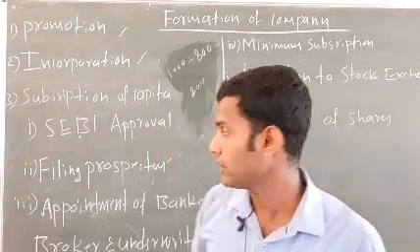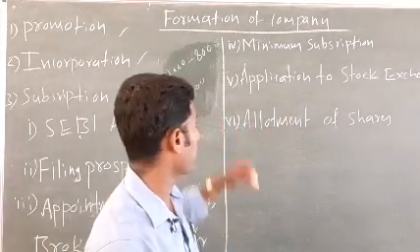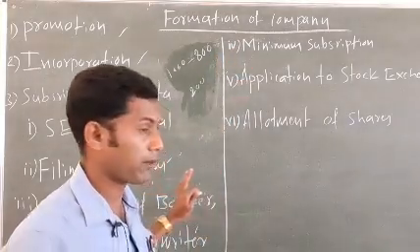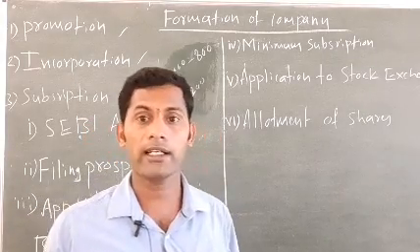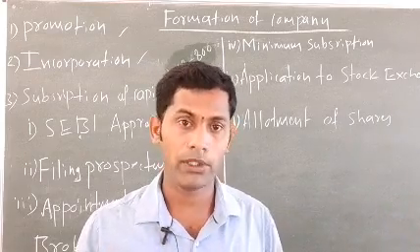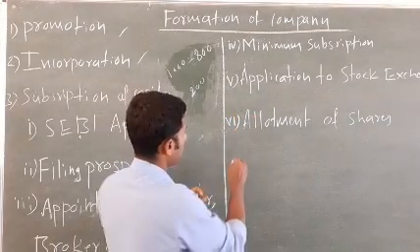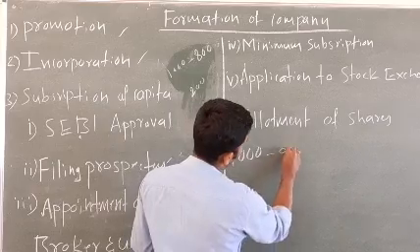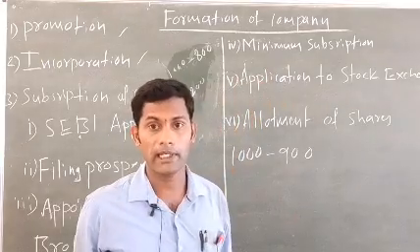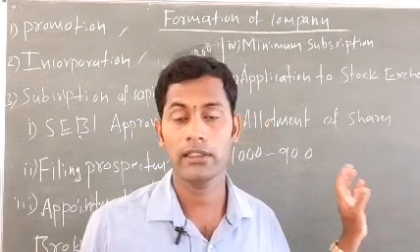Now, after appointment of banker, broker and underwriter, we have one more step here: minimum subscription. Now we got the application money, but we can't allot shares to the investor or shareholder because the company has to get the minimum subscription. For example, if the company issued 1000 shares, out of 1000, a minimum of 900 shares should be subscribed by the general public. Otherwise, they can't allot shares to the general public.